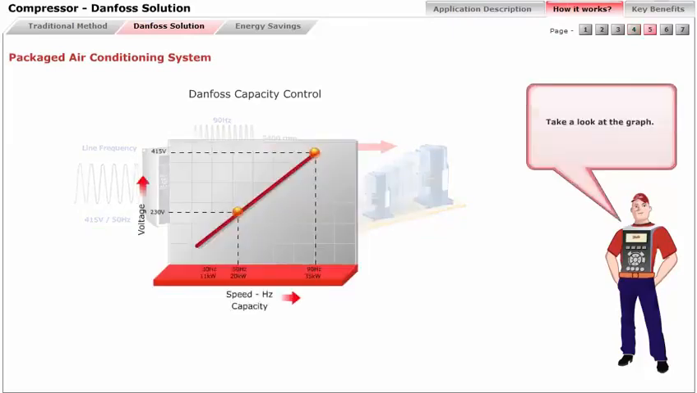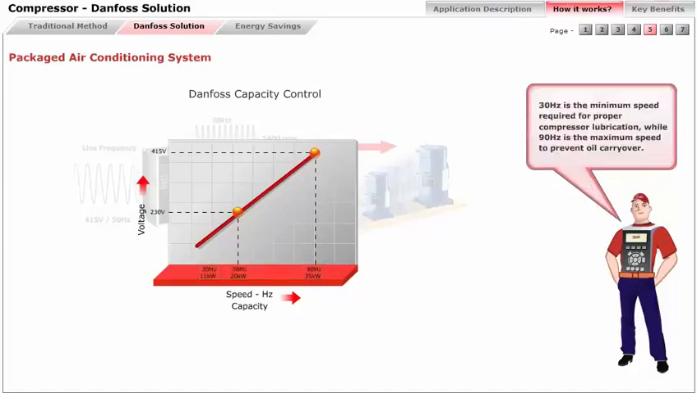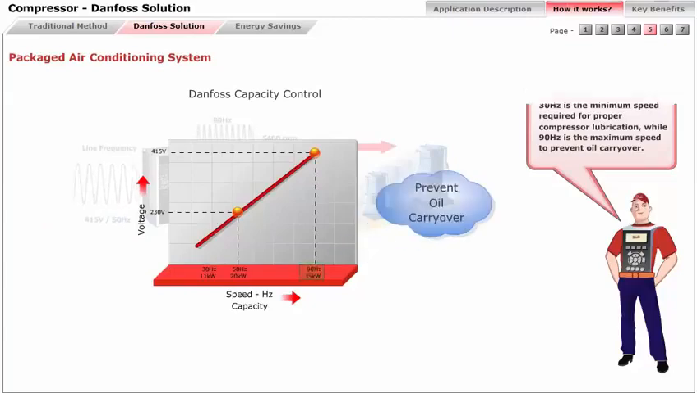Take a look at the graph. It shows the relationship for scroll compressor voltage, capacity, and speeds between 30 and 90 Hz. 30 Hz is the minimum speed required for proper compressor lubrication, while 90 Hz is the maximum speed to prevent oil carryover.